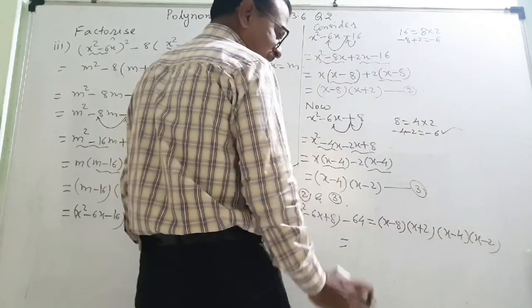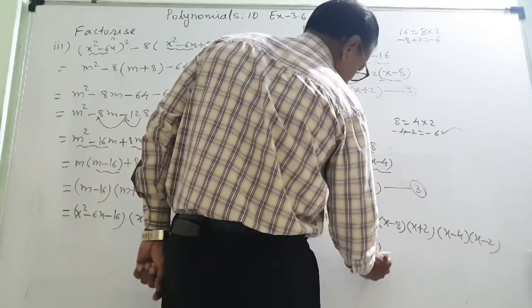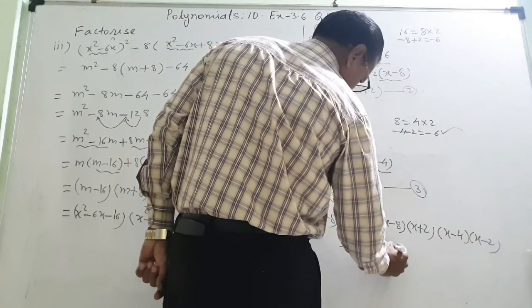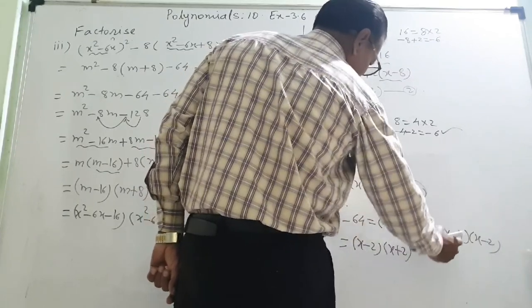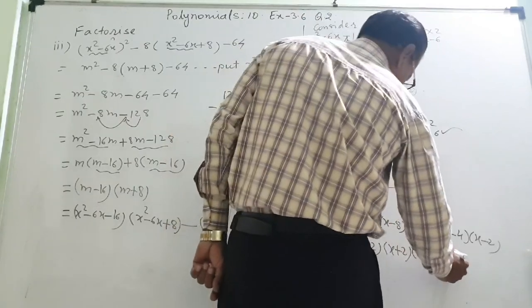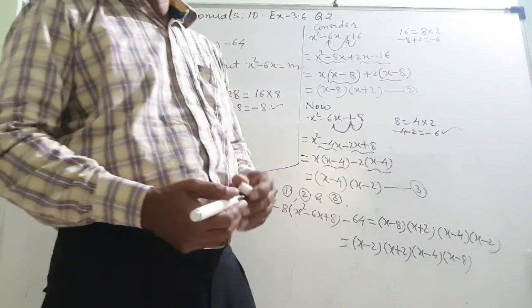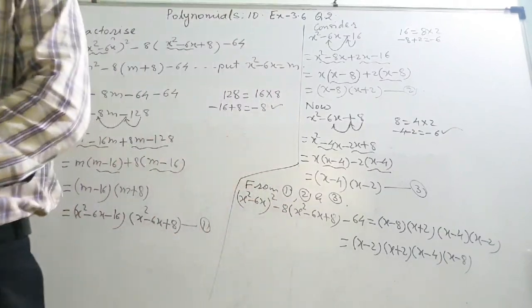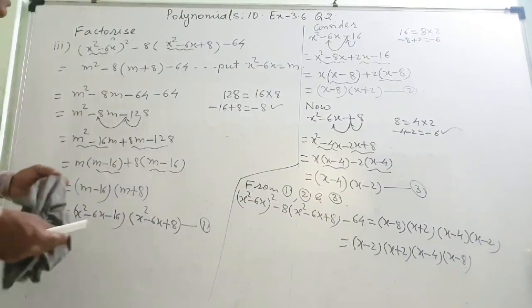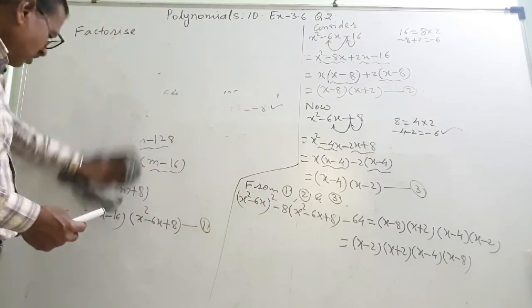Overall, I will arrange the sequence. X minus 2 I will take first, x minus 2. Then I will take x plus 2. Then I will take x minus 4. And then I will take the bigger factor x minus 8 at the last. So hope that you have understood this. So I am rubbing this question. These are very important questions.